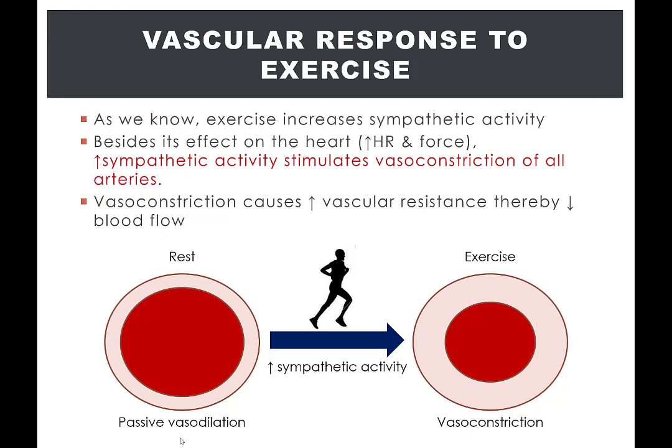But as you exercise, there's increased sympathetic activity, which, as I said earlier, causes vasoconstriction, and that is represented here in the figure to the right. As you can see, the smooth muscle wall is in a contracted state, causing a narrowing of the lumen or the blood passageway. So what does this vasoconstriction from the sympathetic activity ultimately result in? It causes vascular resistance to blood flow because the passageway is now narrowed.